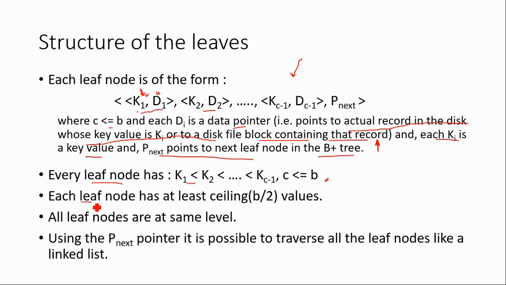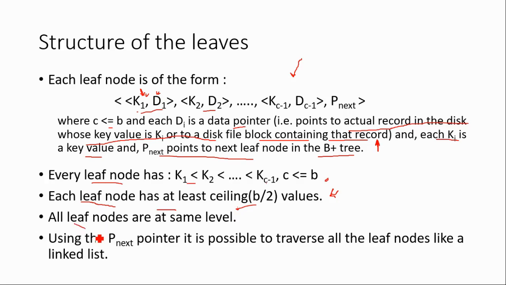Now each leaf node has at least ceiling of B by 2 values. So there is a condition on the minimum number of elements that a leaf node can have. This was available in B trees also, where it was M by 2, meaning orders were the same for leaves and internal nodes, but in case of B plus trees the order of leaves is different and it is B, and so the minimum number of elements that can be stored is ceiling of B by 2.